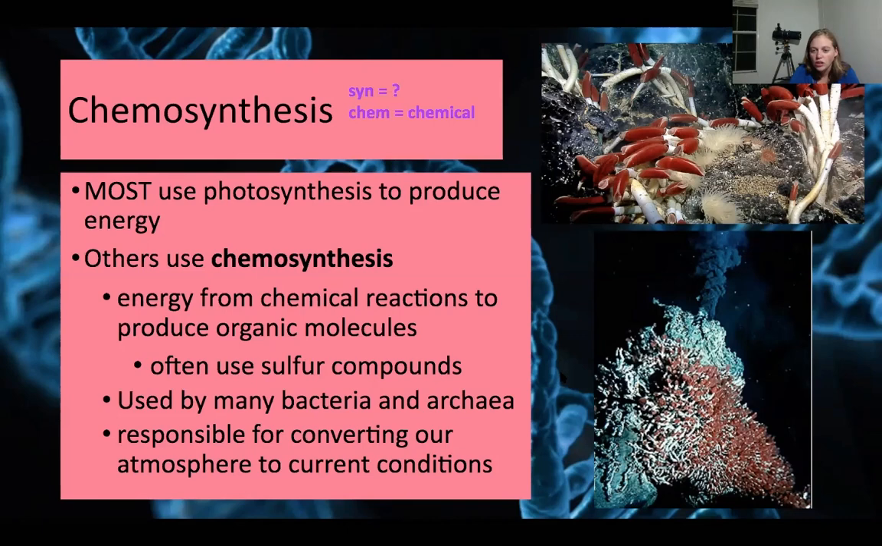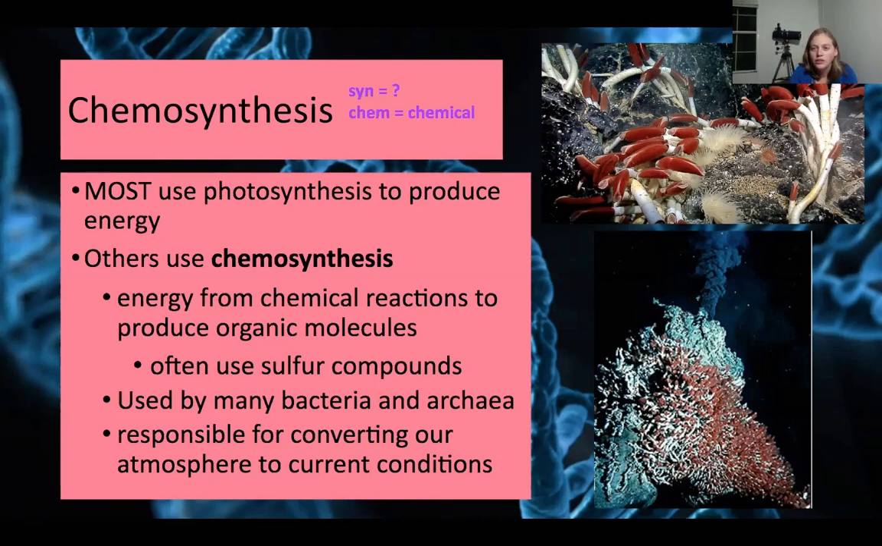Now, we see these a lot around hydrothermal vents, and a hydrothermal vent is basically just an underwater volcano, and it's spewing out all of these compounds from inside of the earth. So there's a lot of bacteria and archaea down there that are capable of taking this sulfur out of the water and turning this into a chemical. And these bacteria and archaea are assumed to have been some of the first living organisms on the planet that were able to convert our atmosphere into what we have today.